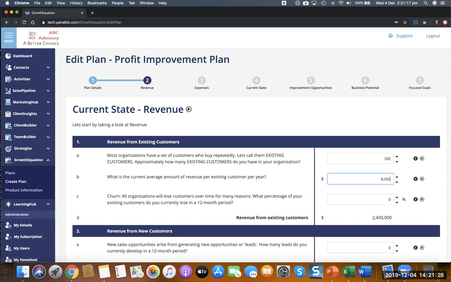The next question is around churn. So by churn, we mean how many clients leave during the course of a year, how many customers leave. All businesses will lose customers for a variety of reasons. And the key to understanding how many is to get a sense for the percentage customer attrition.